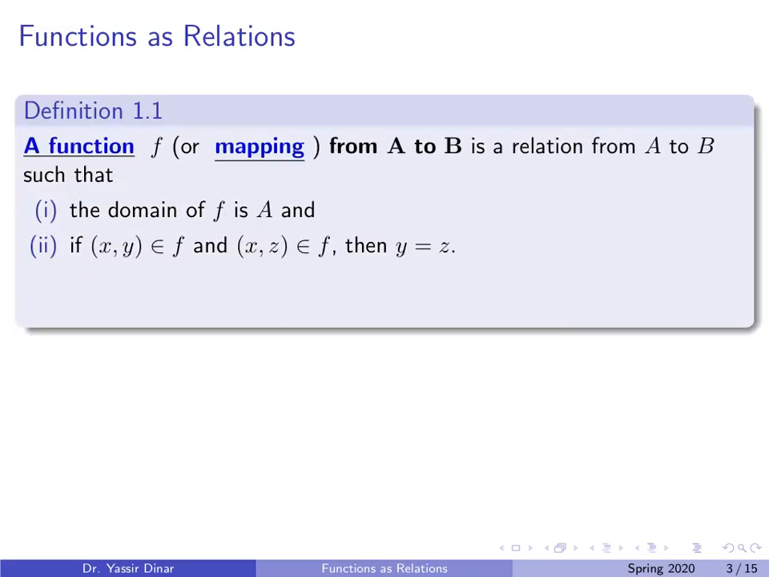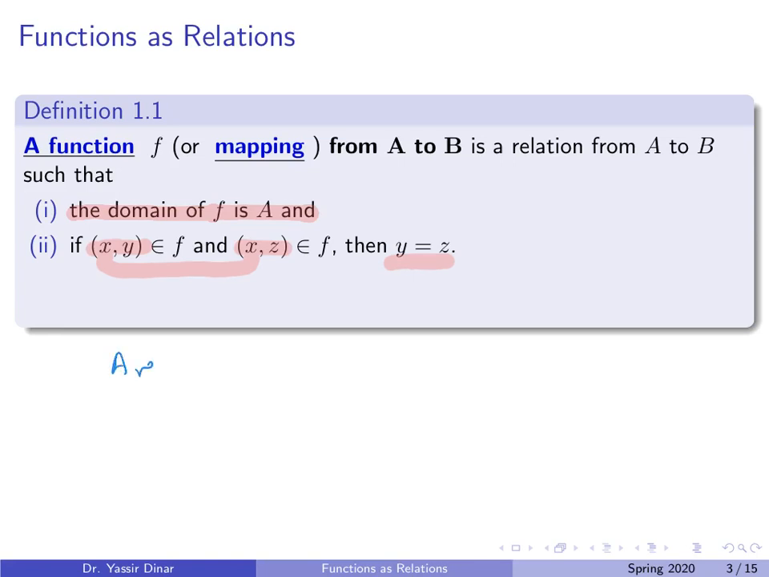So recall that the definition of a function is a relation from a set A to a set B that satisfies two conditions. The first condition is that the domain of f has to be all of A. The second condition says that if we have two pairs, (x, y) and (x, z), with the same first coordinates, then the second coordinates have to be equal.